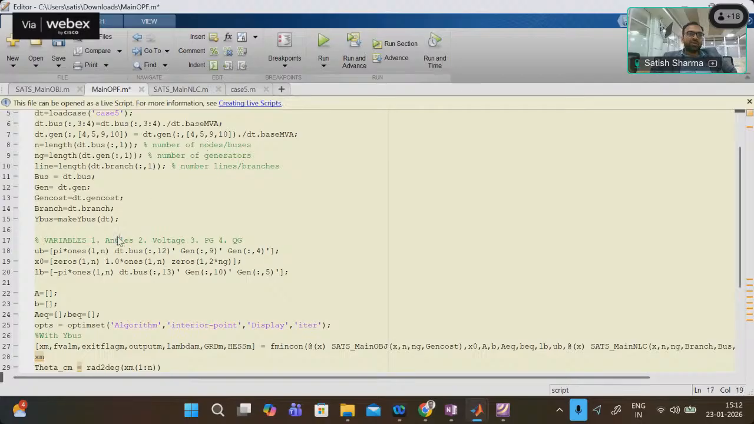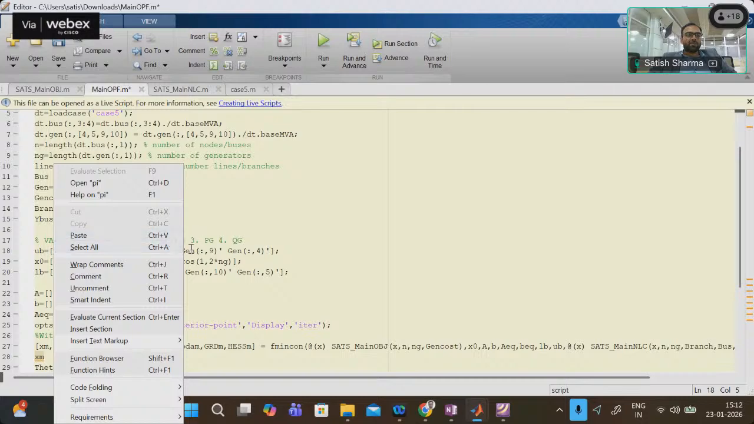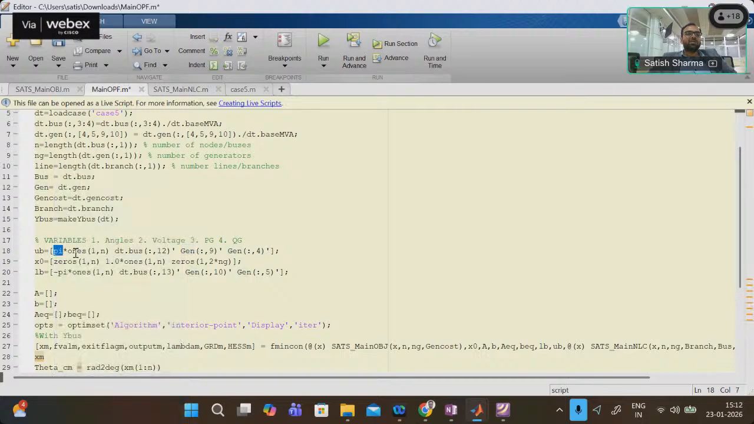So first of all, we have to define angles. The upper limit on the angle is pi, and the lower limit is minus pi. So we have defined pi multiplied with ones of 1 by n, so n number of pi's are defined, one for each bus. Similarly the lower limit for the angles is minus pi, so the angle can vary between pi and minus pi. And the initial guess is already defined: initially it should be 0. We assume that voltage magnitudes are 1 and angles are 0.